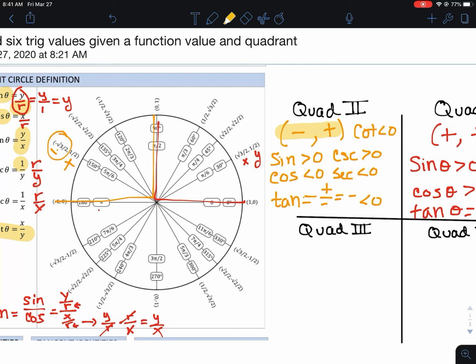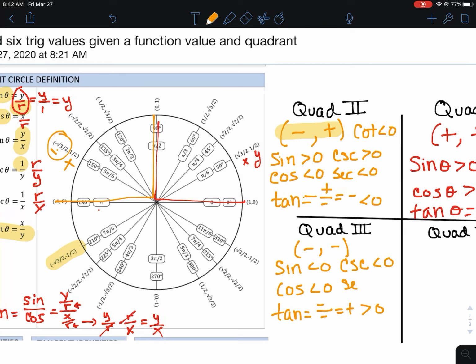So looking at quadrant 3, here our points are both negative. So sine, we know, is negative. Cosine is negative, but think about tangent. Now sine divided by cosine will be a negative divided by a negative, which makes a positive. So it's actually positive. This means cosecant is negative, secant is negative, but cotangent is positive.